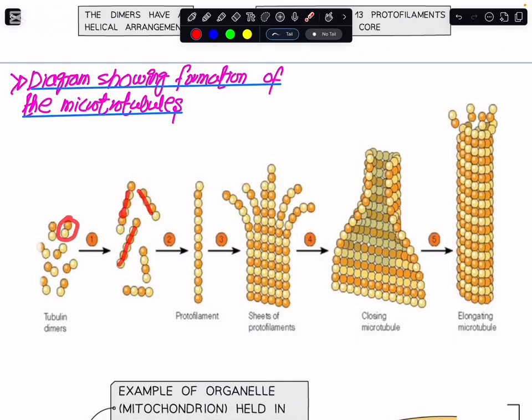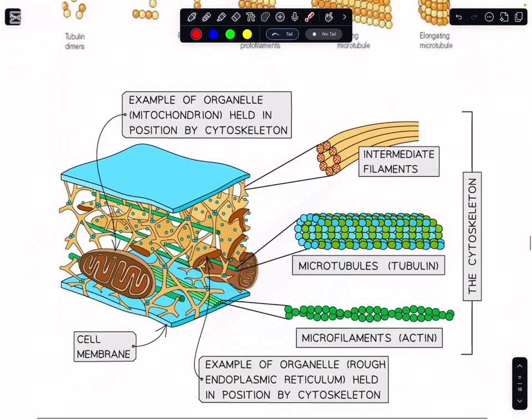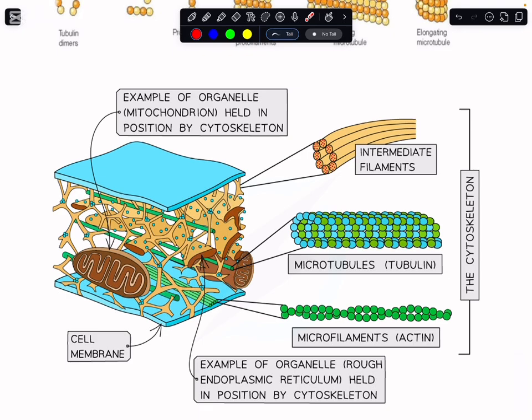These dimers are combining with one another, and we are making protofilaments. The protofilaments initially align side by side, and afterward they attach with one another from the two ends, and as a result we have made one microtubule out of it.